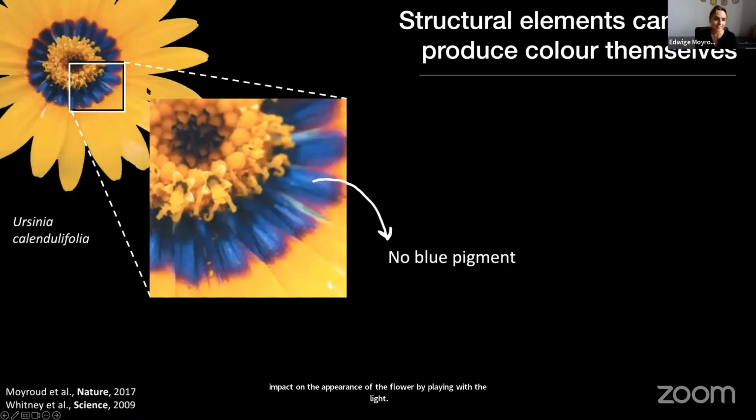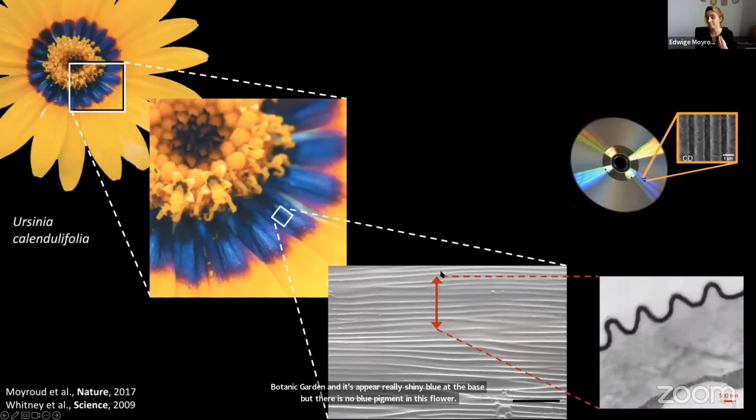For example, this is a daisy that grows in the Cambridge Botanic Garden, and it appears really shiny blue at the base, but there is no blue pigment in this flower. And the color is simply produced by an optical trick, because the light is diffracted by microscopic striations that cover the surface of the epidermis cells in this region of the ligule. It's a process really reminiscent of what you would see at the back of a CD. Nobody looks at CDs anymore, but if you find one, look at the back. And this is the same process used to create color from perfectly transparent material.